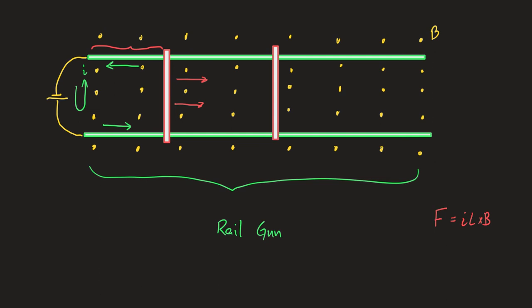The other problem with this as a way of launching projectiles is you have to maintain that magnetic field all along the length of your barrel. The Navy has been testing this kind of railgun weapon for years. Part of the reason is because naval vessels have access to almost unlimited electricity. You have a nuclear power plant, you can generate a lot of electricity.